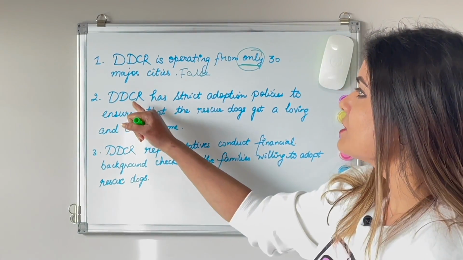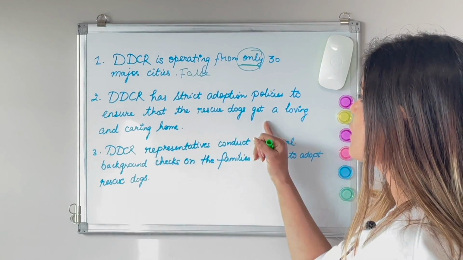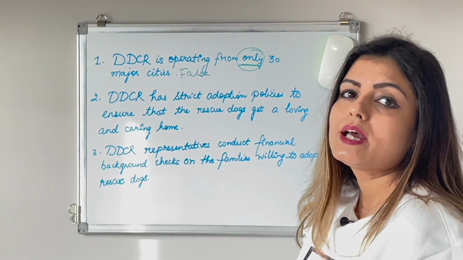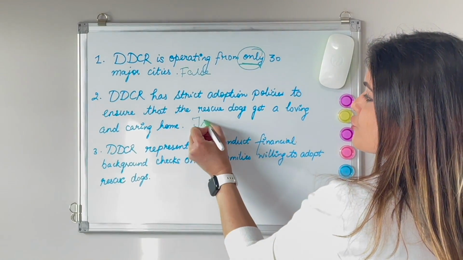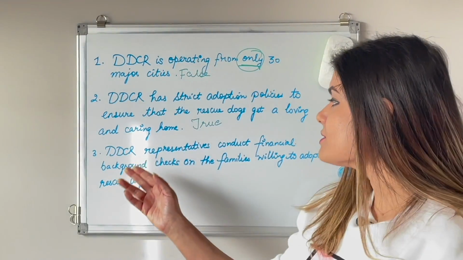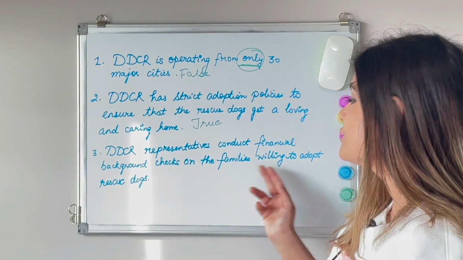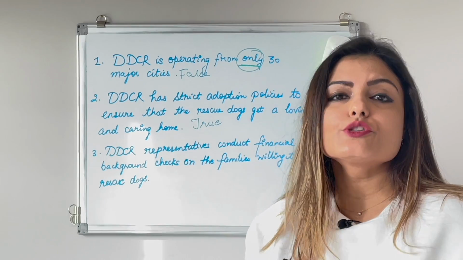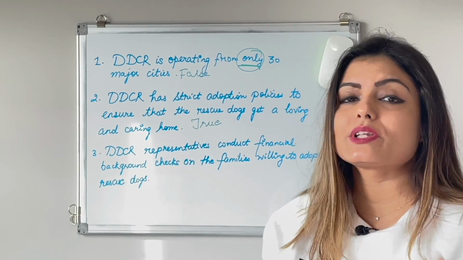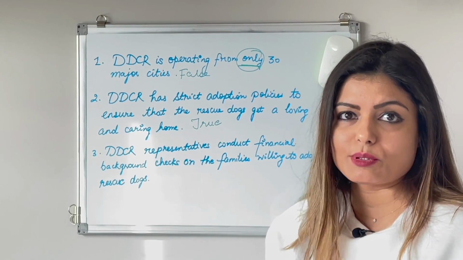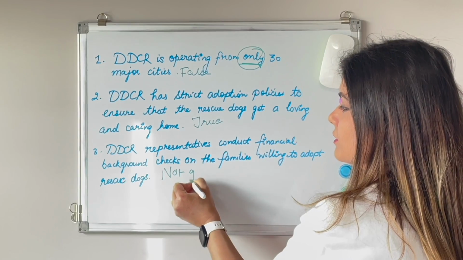Now the next question is DDCR has strict adoption policies to ensure that the rescue dogs get a loving and caring home. Well, this line is already given in the text, so of course this is a true answer. The last question says DDCR representatives conduct financial background checks on the families willing to adopt rescue dogs. Now they do conduct checks on the families, but whether it's a financial one or not, nothing has been mentioned. So in this case, it will be not given.